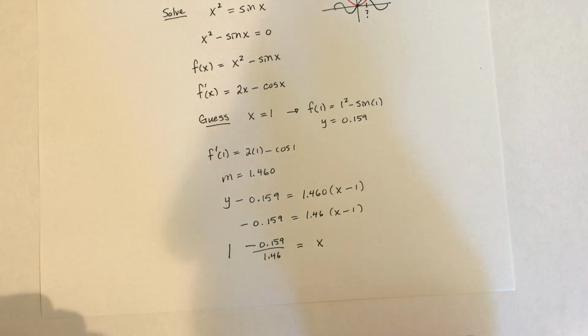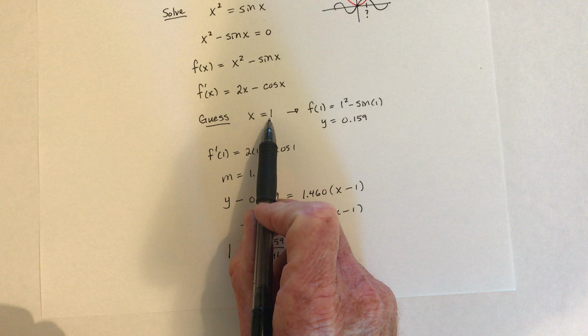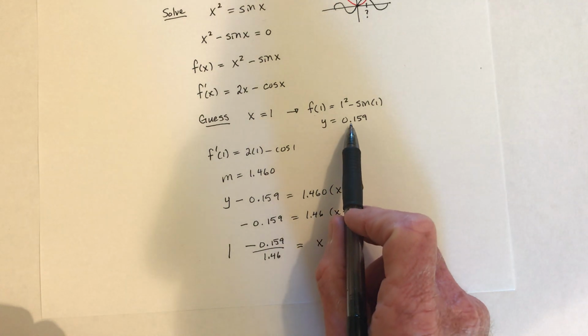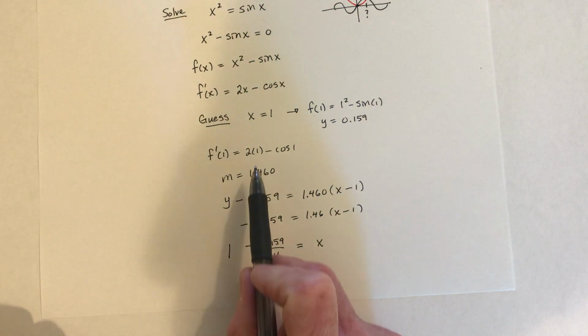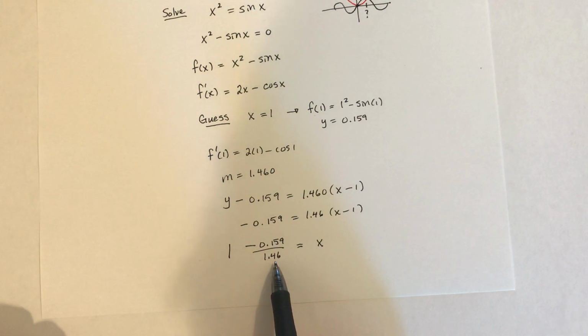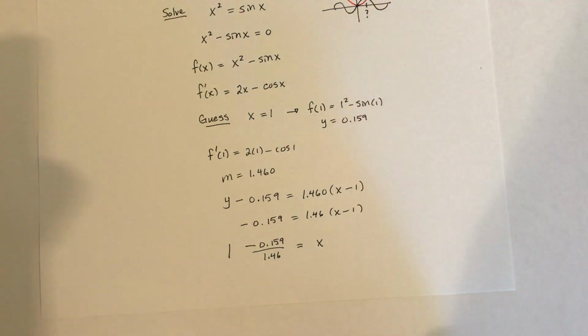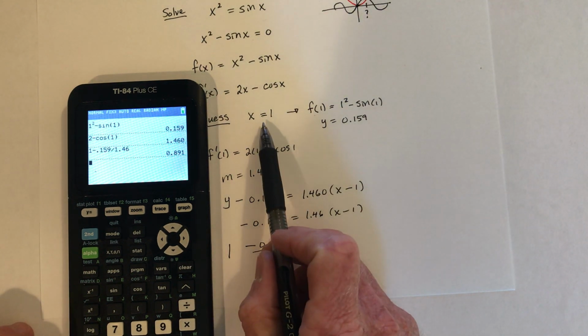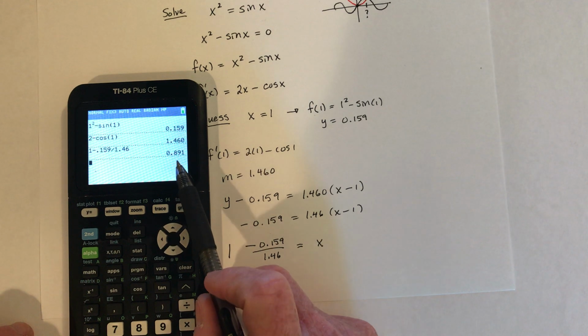Now before I type this in the calculator, notice what this says. It says x equals whatever your original x is, that goes right here. And then this number was the y value, and this number was the derivative. So it's x minus the function divided by the derivative. Okay, now to find out what it actually equals. So that would be 1 minus 0.159 divided by 1.46. And this process basically says, well, you know what? Your guess of 1, it's not bad, but the actual answer is closer to 0.891.